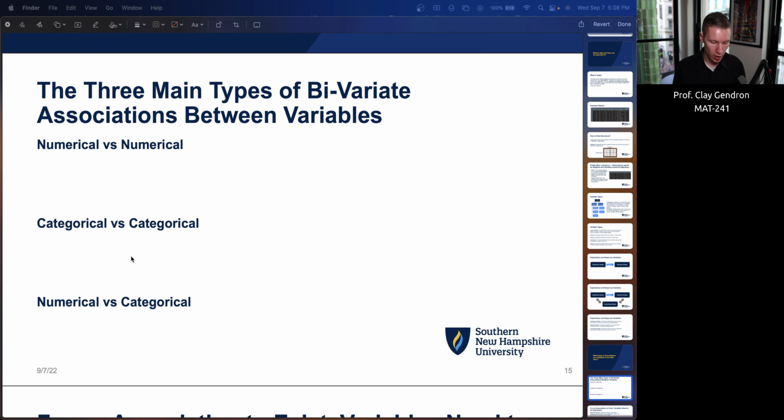When we're looking at numerical versus numerical, this first one, we're generally going to think about it as a scatter plot. We've all seen a scatter plot before, where we have an x and a y axis. So we have our x and our y.